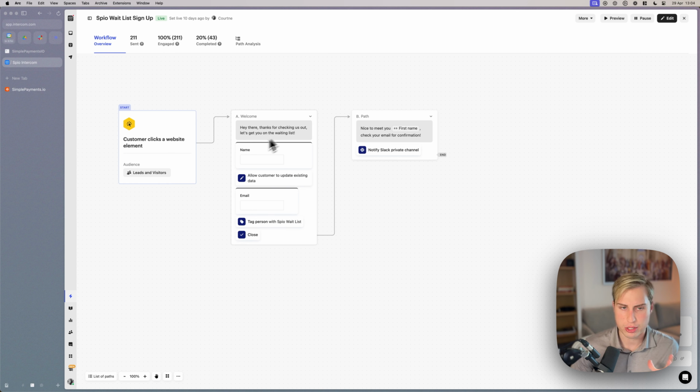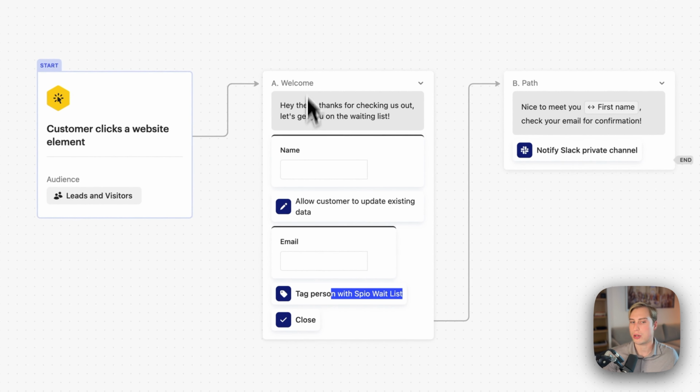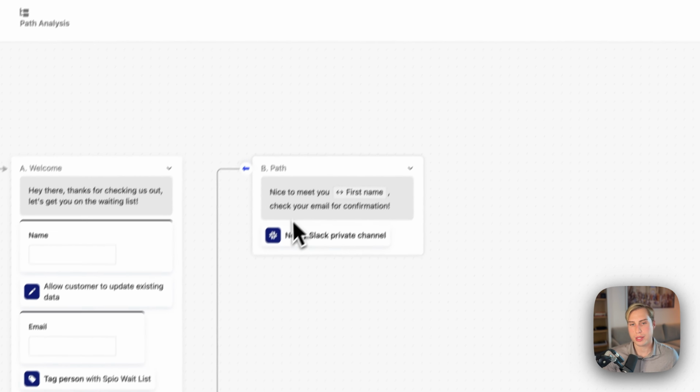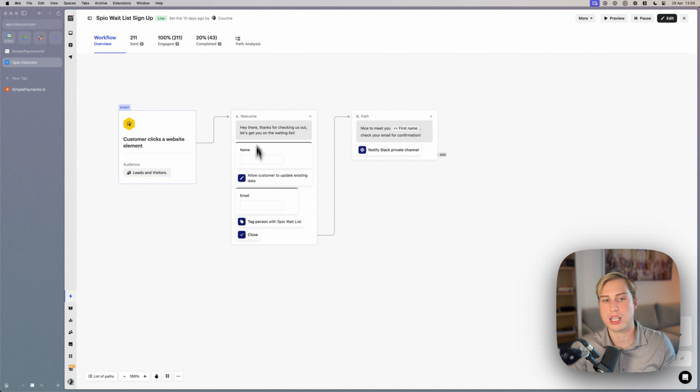So, hey, that's the message, then ask for their name. And then you see allow customer to update their existing data. So that's why for me, when it came up, it showed my name and email, obviously a fake name and email, but it's allowing me to update it, okay? Then it's doing some things on the back end: it's tagging the customer and closing the conversation, right? And then it's notifying me in Slack. So this is some back-end sales stuff. For the point of this video, the key focus is here.